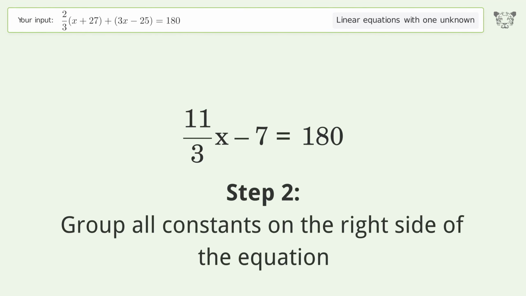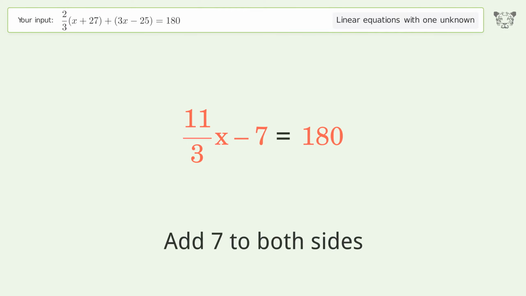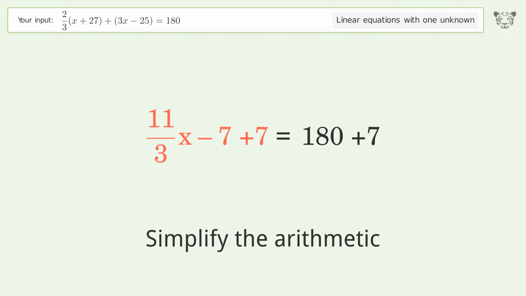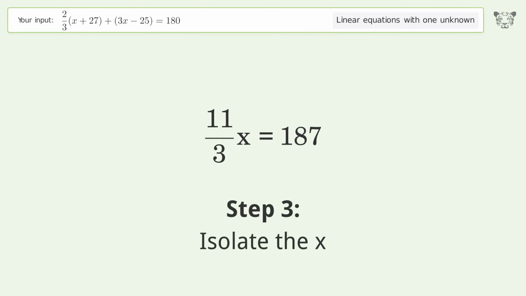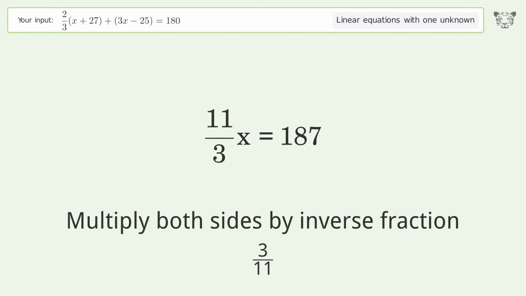Group all constants on the right side of the equation. Add 7 to both sides. Simplify the arithmetic. Isolate the x. Multiply both sides by inverse fraction 3/11.